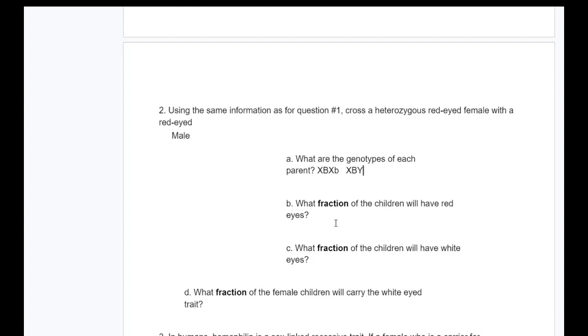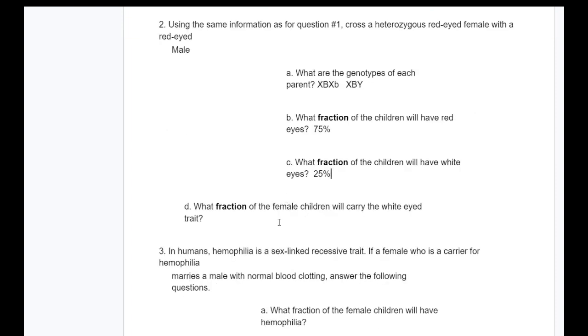What fraction of the children will have red eyes? Well, we said 75% will have red eyes. Obviously, 25% would have to be this one. What fraction of the female children will carry the white-eyed trait? They're asking which ones will be carriers. So won't that be 50% of the females?